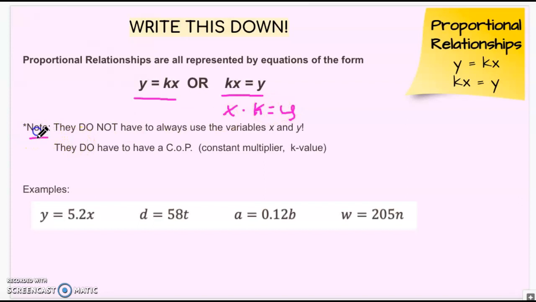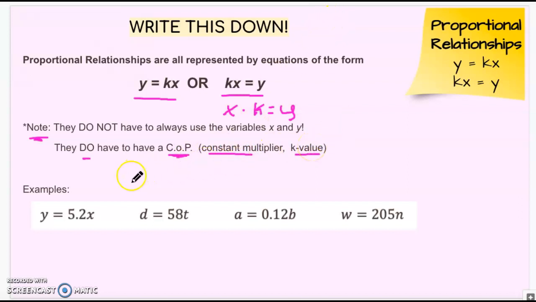A really important note here, they don't have to be x and y, right? In Claire and Han's run, we used d for distance and t for time. In cookies and flour, how much flour for each cookie, I would use F and C. So it doesn't have to be x and y every time, as long as it's 2 variables and as long as you have a COP. Constant of proportionality, constant multiplier, K value. Yes, it has a lot of names.